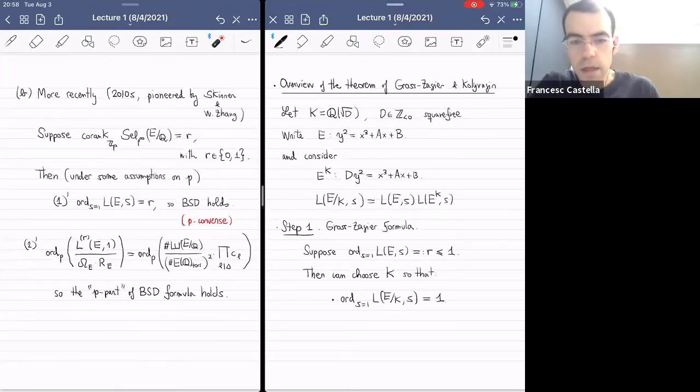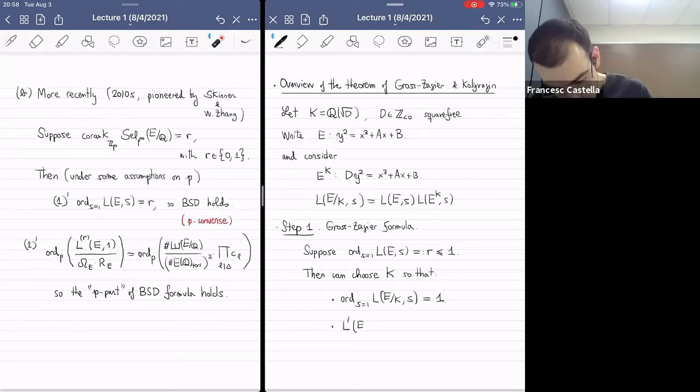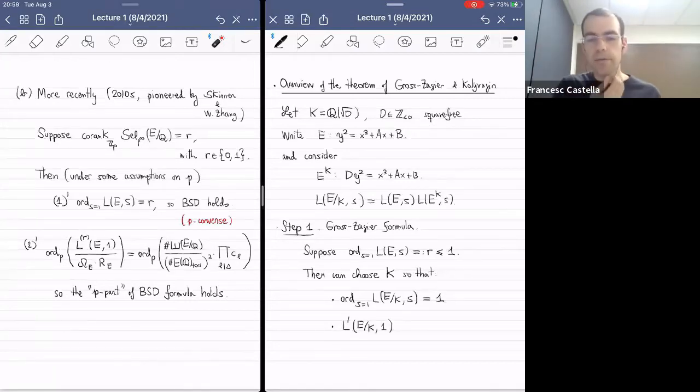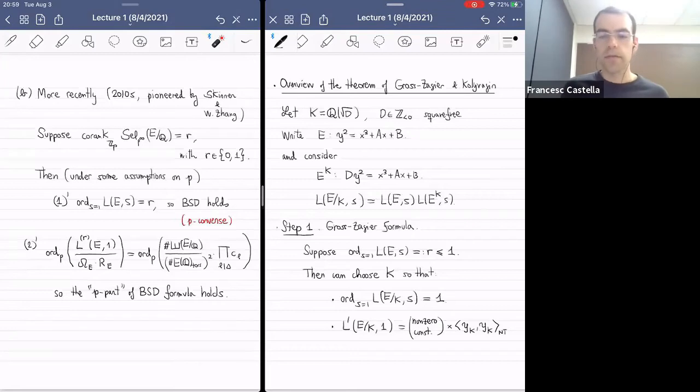Depending on whether the original one vanishes to order 1 or 0, what we're saying is that we can arrange for this one to vanish to order 0 or 1 accordingly at s equal to 1. That is something ensured by some input from analytic number theory. And secondly, we have the actual Gross-Zagier formula that tells us about the derivative of this base change L-function at s equal to 1. What one gets is a non-zero constant, which is quite explicit, times the Néron-Tate height of some canonical rational point on E over K, which is going to be a Heegner point.